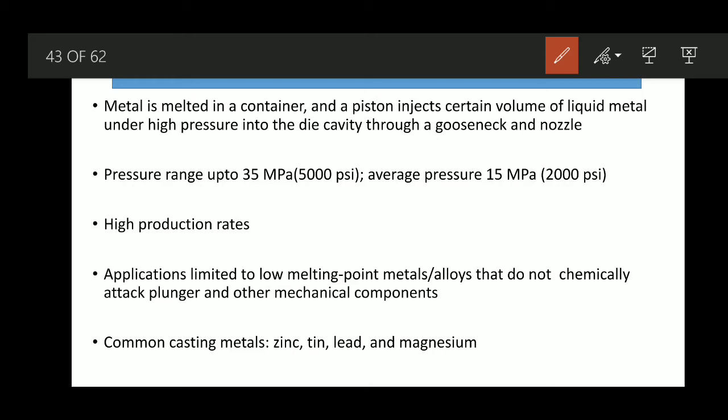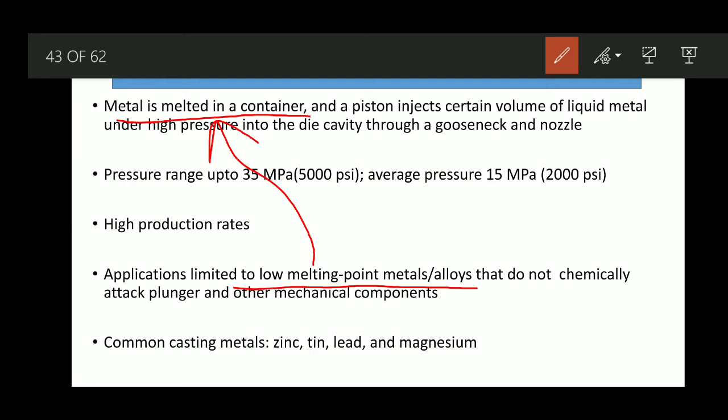Okay, and why is it generally limited to low melting point metals or alloys? Because later on in the figure, once we discuss it, you will see that the metal is melted inside a container, melted in that particular container itself. That's why, so as to make things less sophisticated. Generally, whatever provision is there in the container itself.